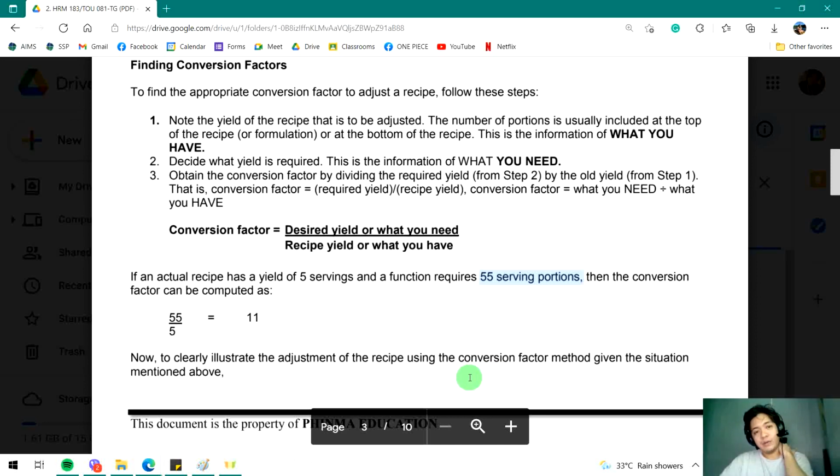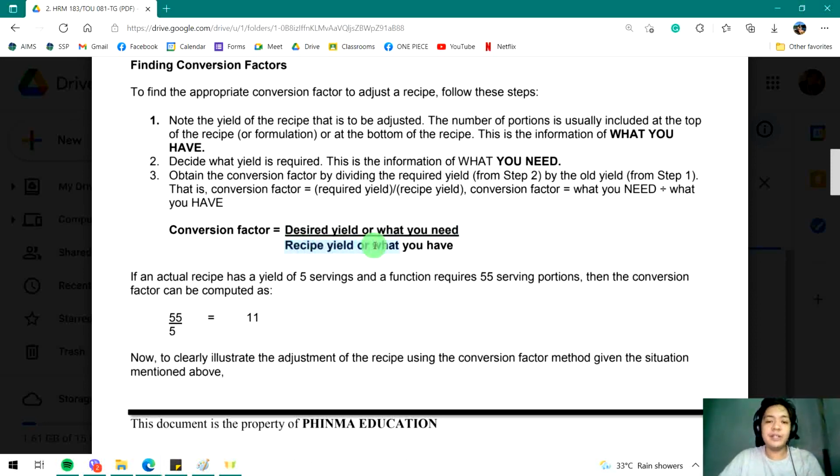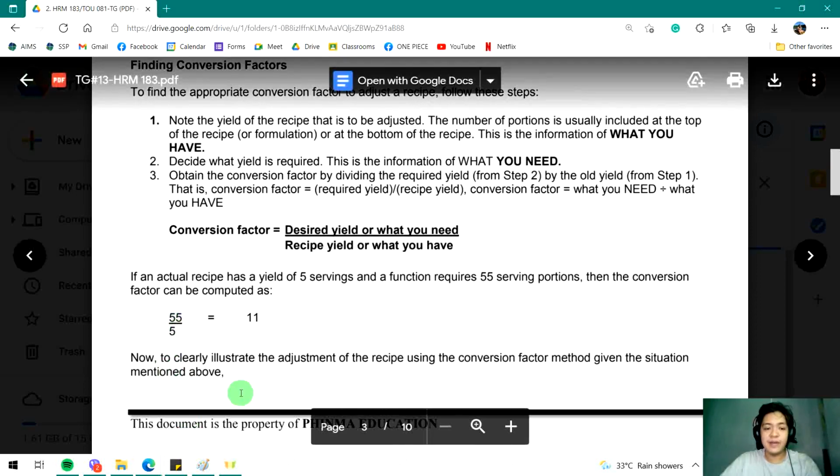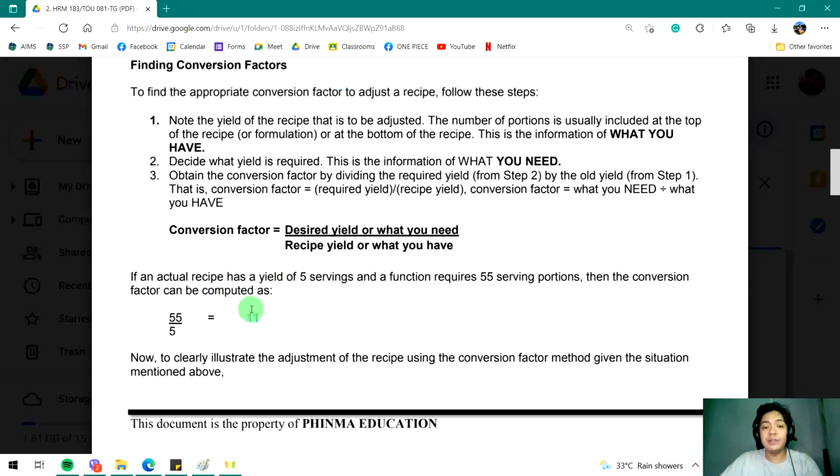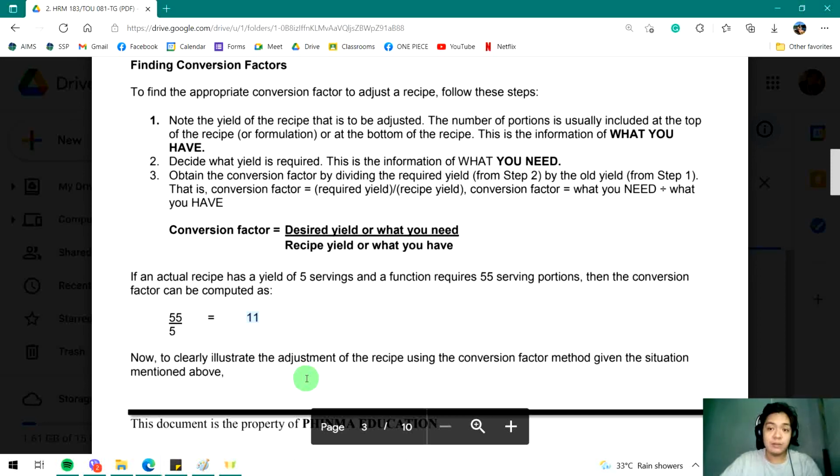So, para makuha natin yung conversion factor niya, i-divide natin yung desired yield or the information that we need over the recipe yield or the information that we already have. So this is 55, nakalagay dyan, divided by 5, that is equals to 11. So ibig sabihin, 11 ngayon ang ating conversion factor. Now that we have a conversion factor, paano natin ito gagamitin para makuha natin kung gaano karaming ingredients ang kailangan natin to yield 55 servings.